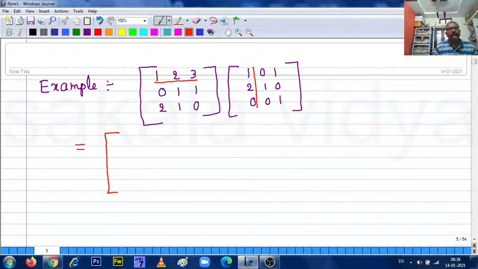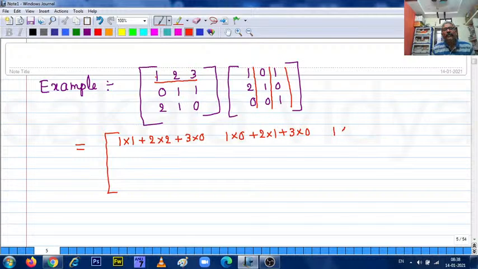So how to write? You see, 1 into 1 corresponding 1 into 1 plus write down 2 into 2 plus 3 into 0. Next R1 C2, 1 into 0 plus 2 into 1 plus 3 into 0. Next R1 C3, 1 into 1 plus 2 into 0 plus 3 into 1. So the first row of the product matrix is completed.